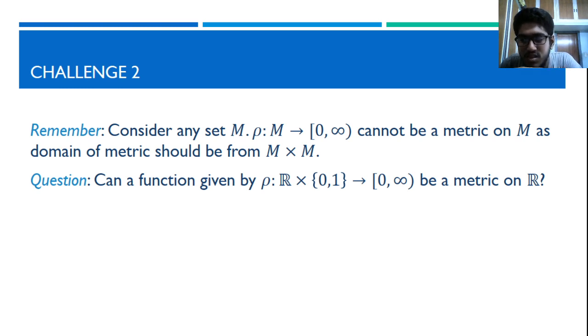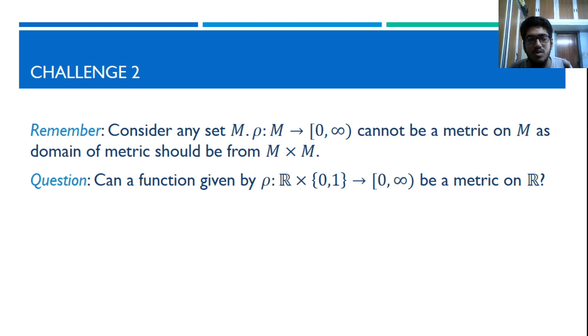Prenzi says rho of x comma y is equal to 0 if x is equal to y, and no, we are not giving any such things. We are just saying rho is some function with this domain and codomain. And can it be a metric on R? That's the question. Yes, Bijal, that's true.